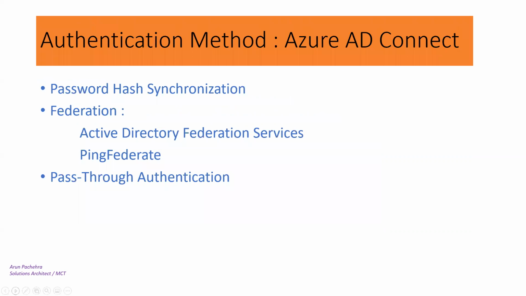Now let's see the authentication methods of Azure AD. When we implement Azure AD Connect using custom settings, we have the option to choose the authentication method, which drives this kind of architecture as per your requirement, of course. There are three options: password hash synchronization, PHS. Then we have federation, which is of two kinds, ADFS and PingFederate. And then we have pass-through authentication.